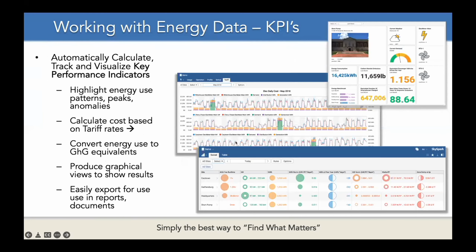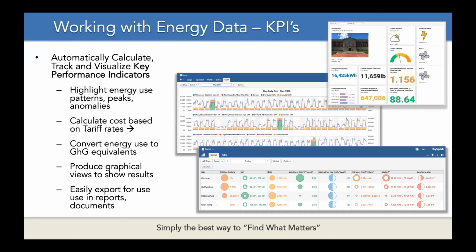So we'll start there, but the next step would be, let's calculate our KPIs, our key performance indicators. And here we start using software techniques to automatically do this for us, to calculate key performance indicators, and then to present them in ways that make it easy for the operator to understand their KPIs and the patterns of operation. KPIs help us highlight energy use peaks, anomalies. They can be used to calculate our actual energy costs based on complex tariff rates. That's an important part of analyzing energy, is to turn it into real money.